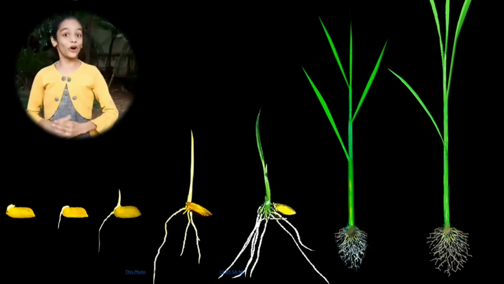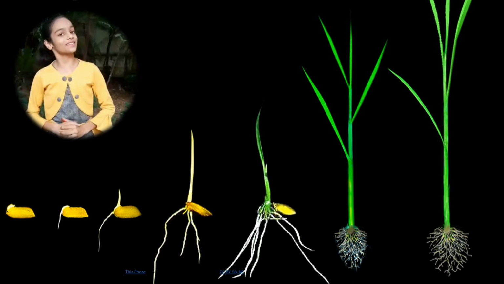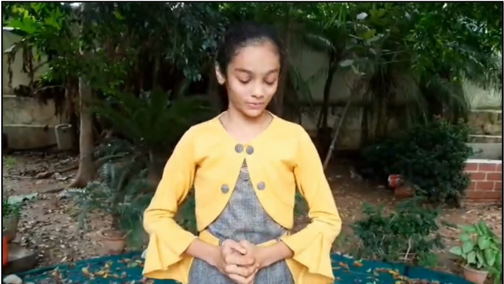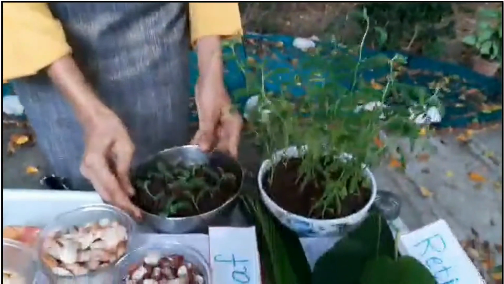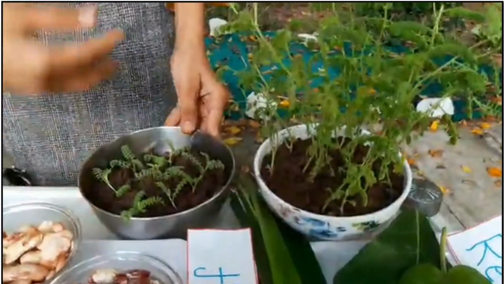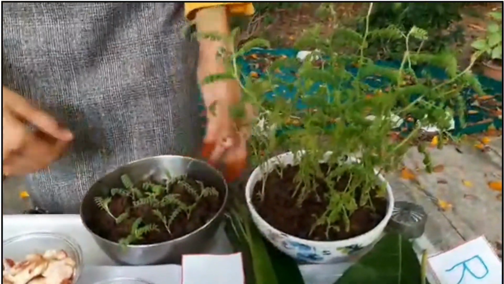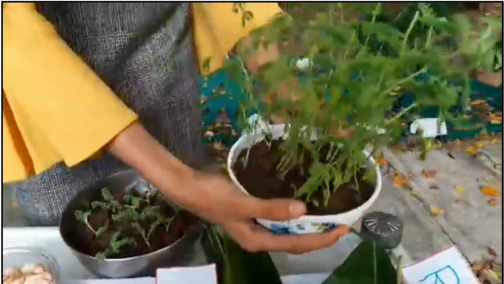The development of a seed into a seedling is called seed germination. We all need food for growth. Similarly, plants also need food for growth. See, I have grown one plant here. So let's see how it becomes after some days. See, it has begun to grow. This is a gram plant.